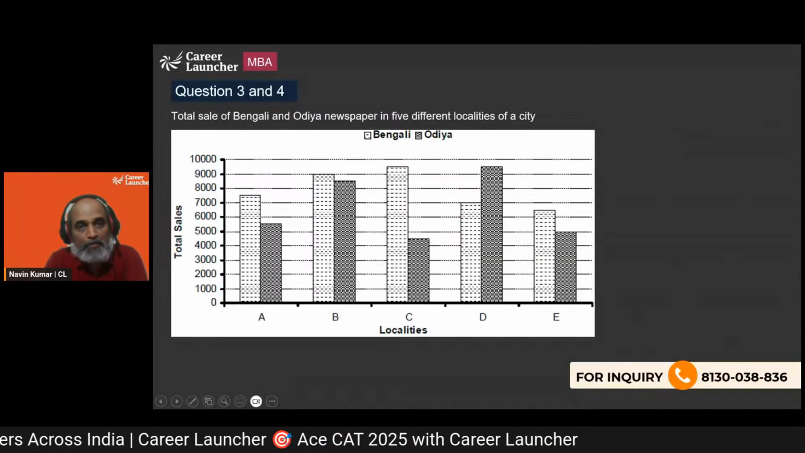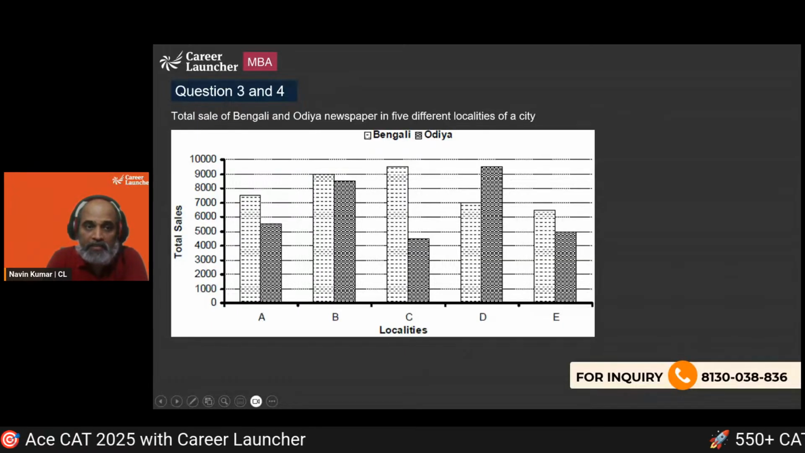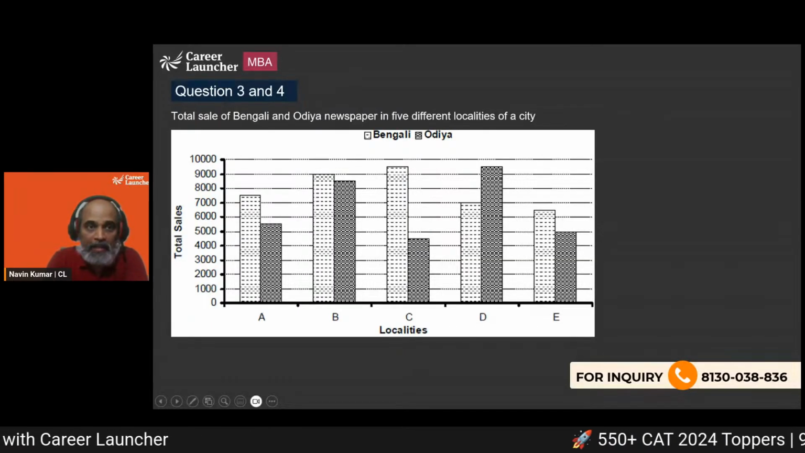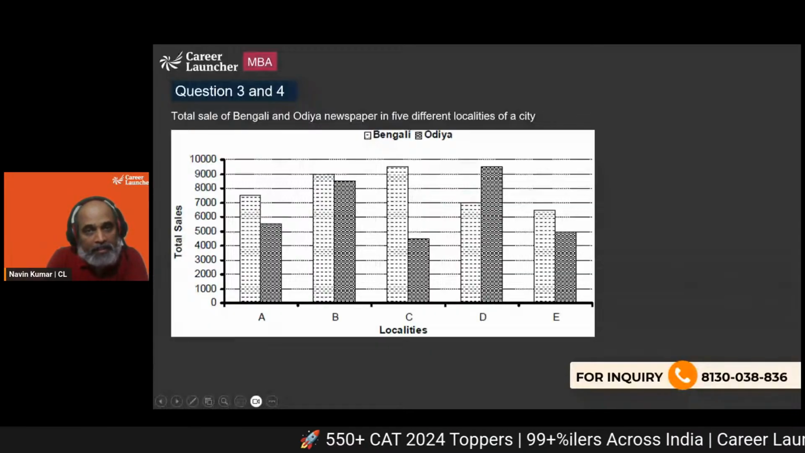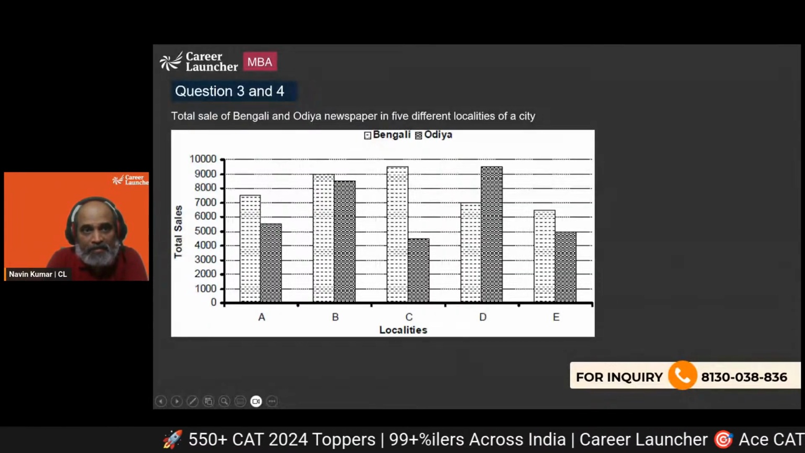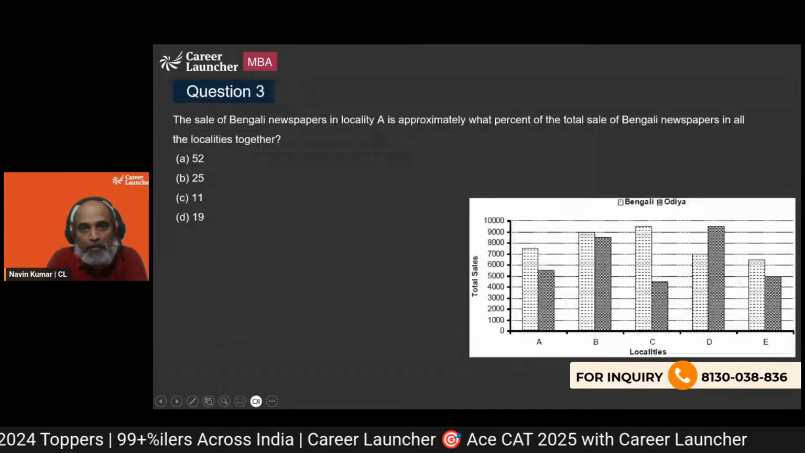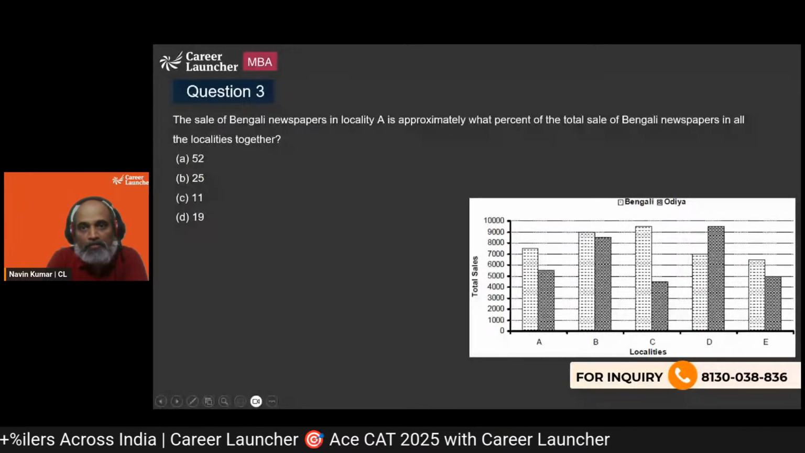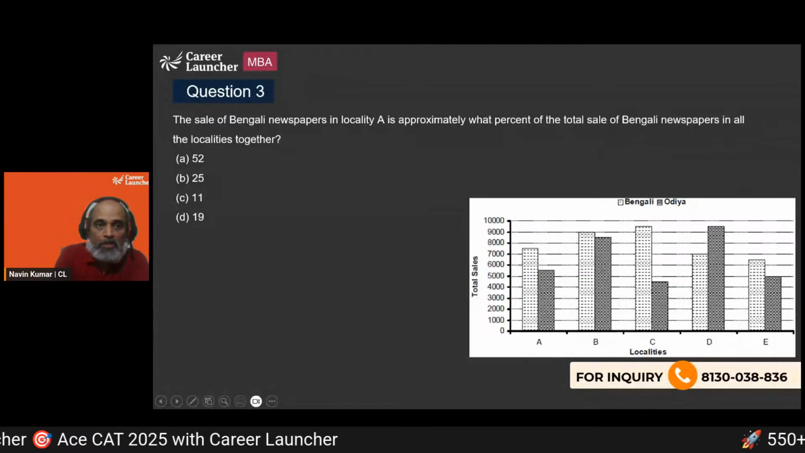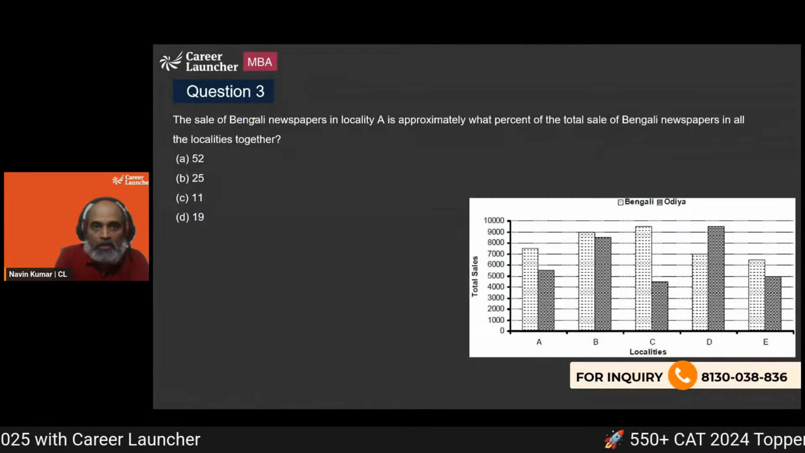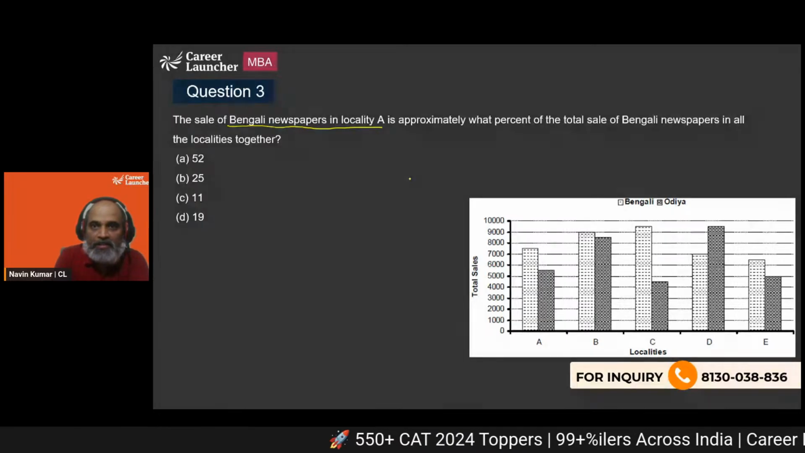Again, once you have picked one of the values or attributes and checked what it means, and remember, this is the sales, right? We can look at the questions now. So the sale of Bengali newspapers in locality A is approximately what percent of the total sale of Bengali newspapers in all the localities together? So Bengali newspaper in locality A is 7,500.